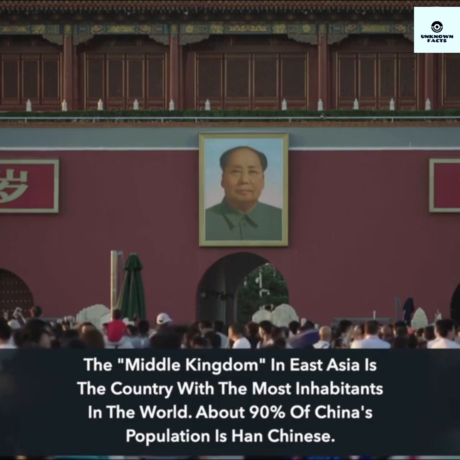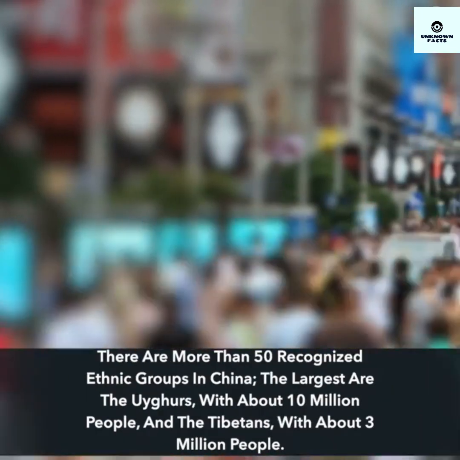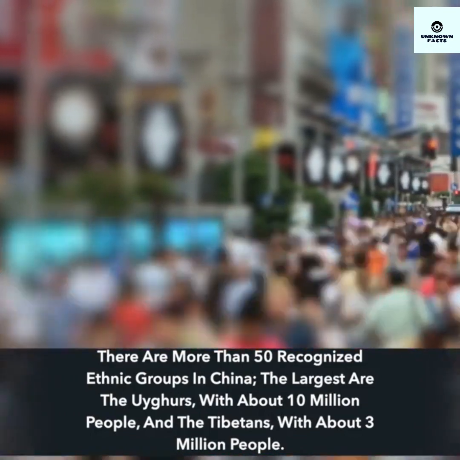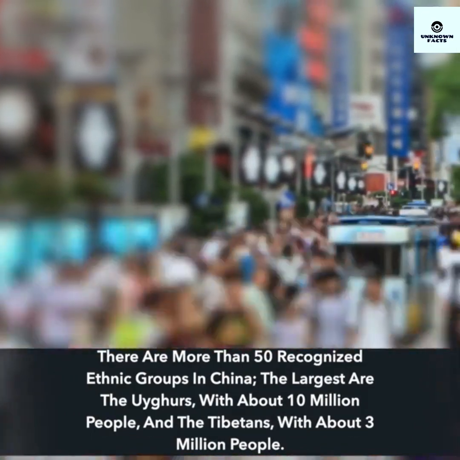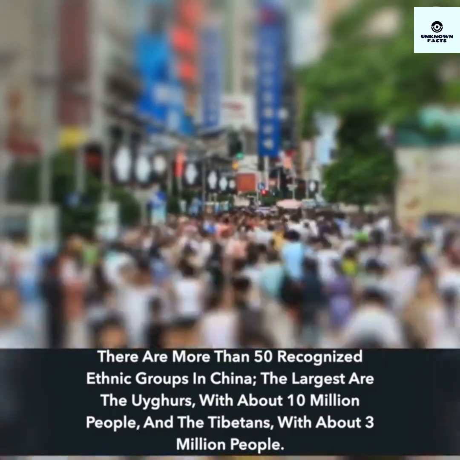About 90% of China's population is Han Chinese. There are more than 50 recognized ethnic groups in China. The largest are the Uyghurs, with about 10 million people, and the Tibetans, with about 3 million people.